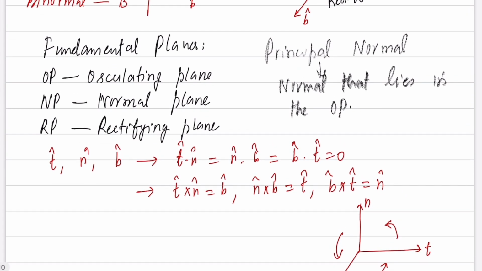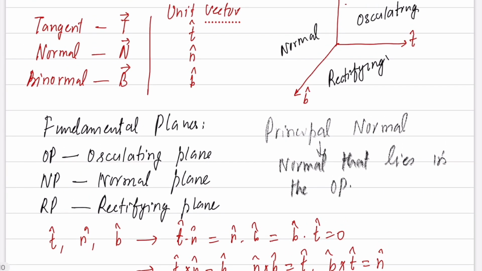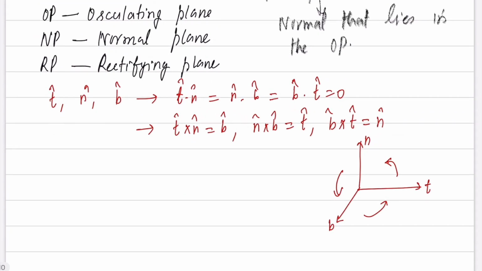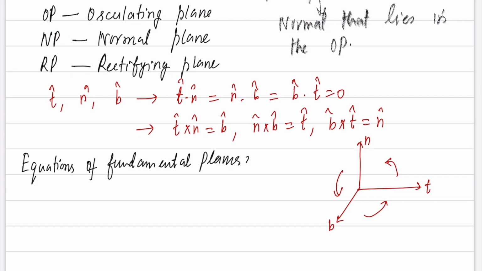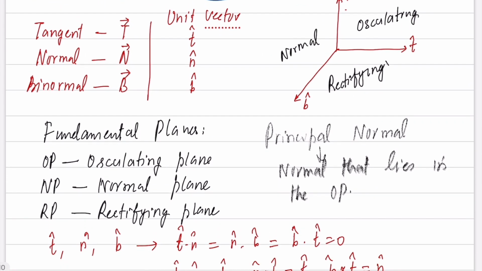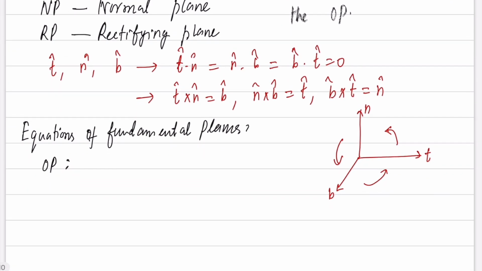Now, based on these definitions, the osculating plane, normal plane and rectifying plane are perpendicular to B, T and N respectively, so we can accordingly write down the equations of the fundamental planes. First of all, we take the osculating plane. By definition, it is the plane to which B is perpendicular.